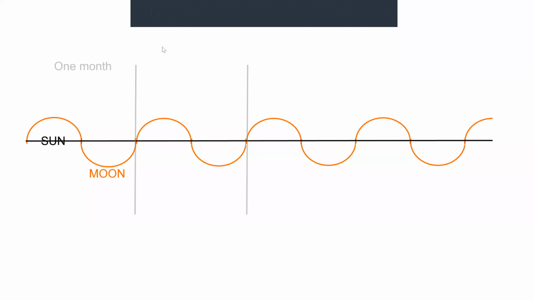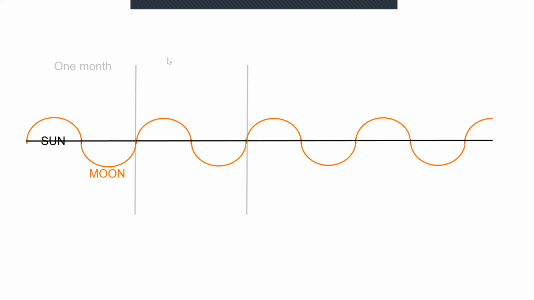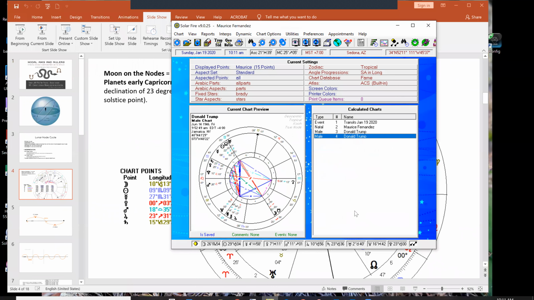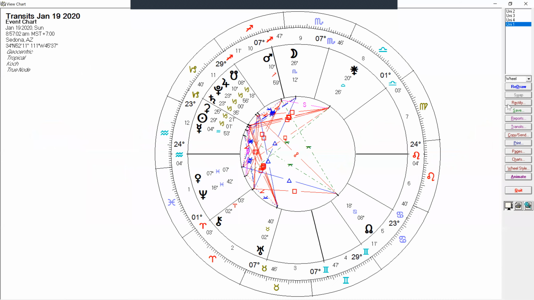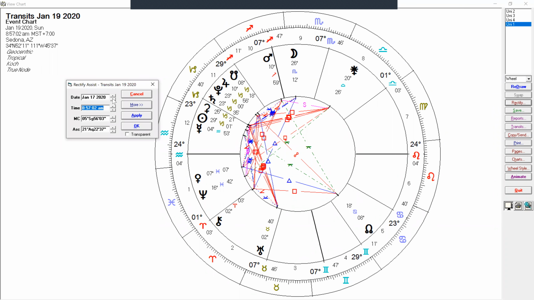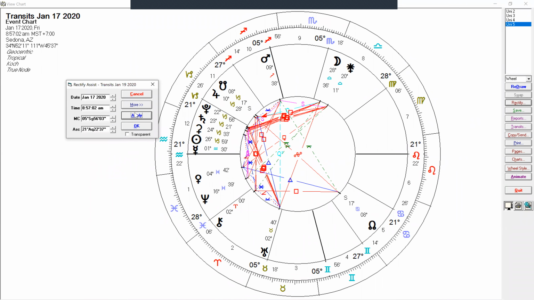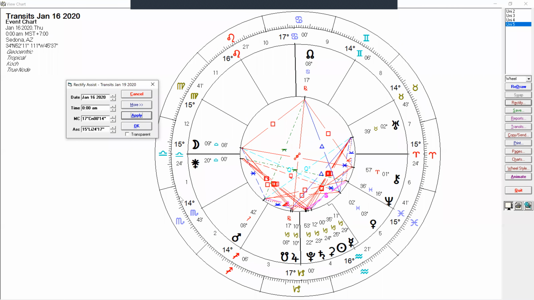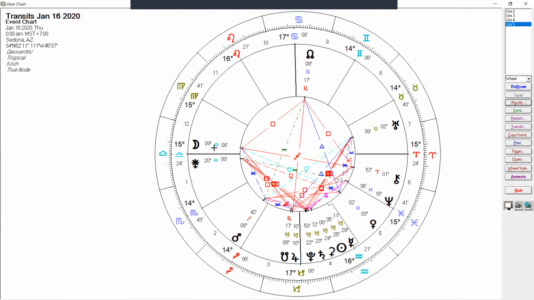All right, all clear. So let's go one moment to Solar Fire. So the moon was in Libra 2 days ago, something like that. So on January 16th, you can see here the moon at 9 Libra squaring the nodes.